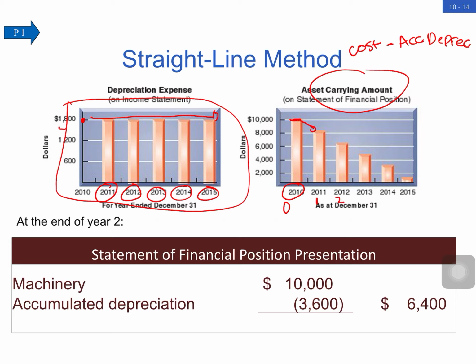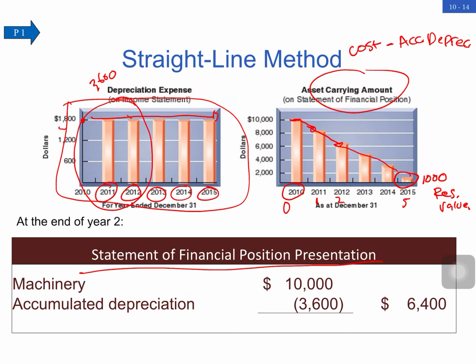And then at year 2, the depreciation has already accumulated to 3,600. So that's why the carrying amount will be lower again, and so on until year 5. The value of the asset will be 1,000, which is the residual value.